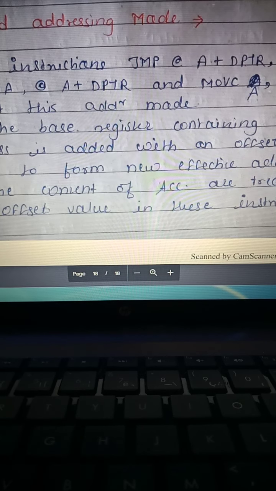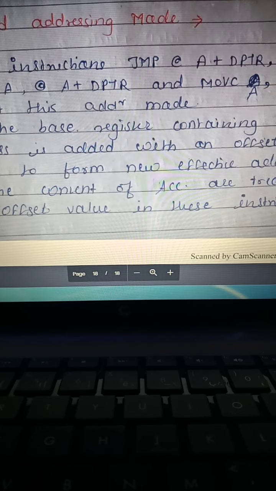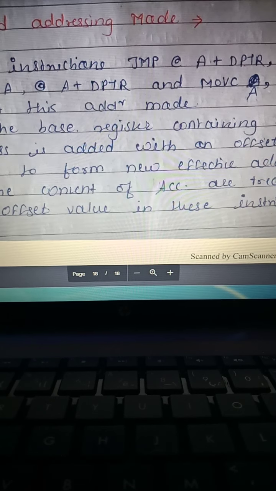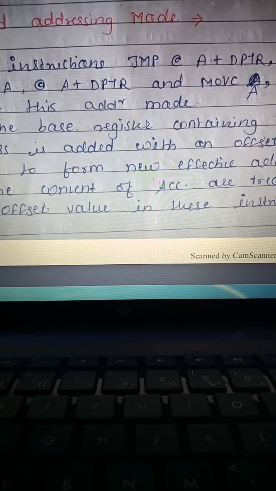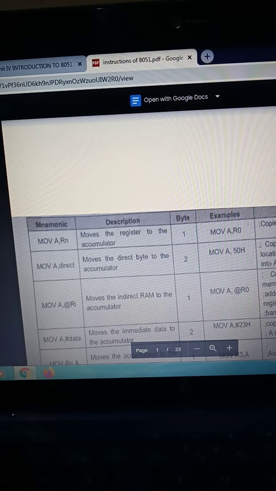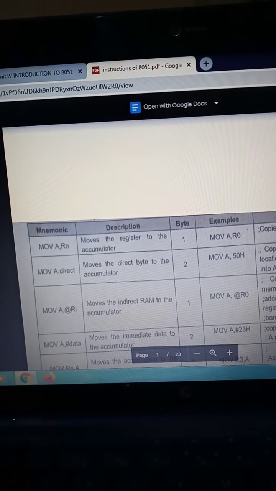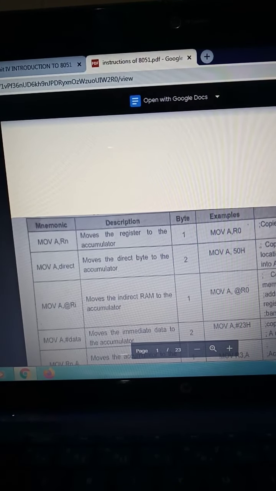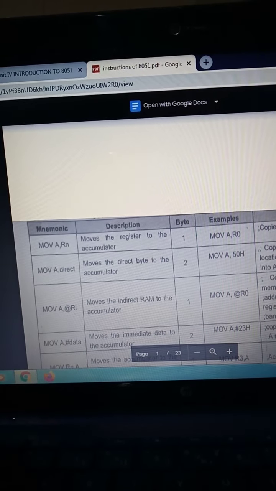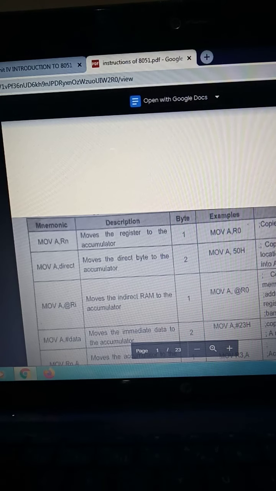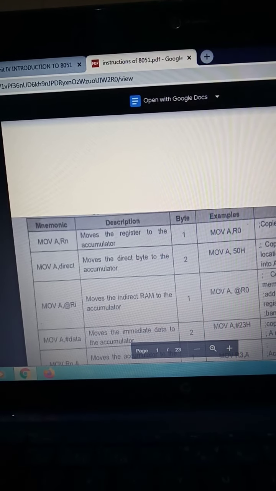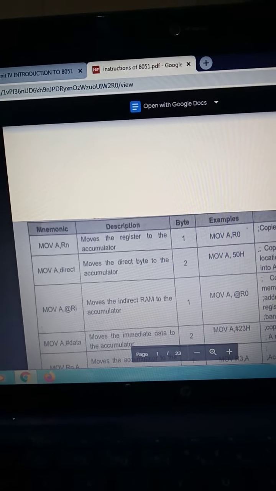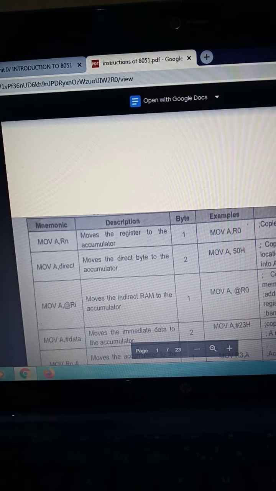Now the last topic from this unit is the instruction set of the 8051 microcontroller. So now we'll discuss the instruction set of the 8051. The first group is the data transfer group. From that, these are the instructions: MOV A, Rn and MOV A, direct. These instructions are basically for transferring data.